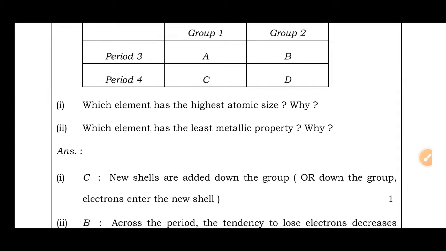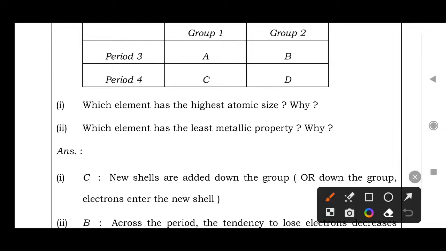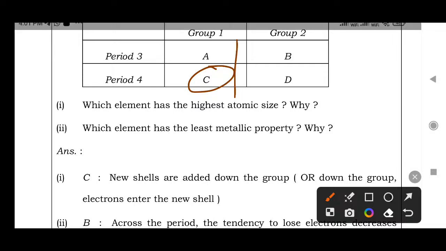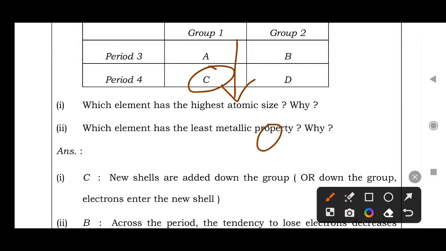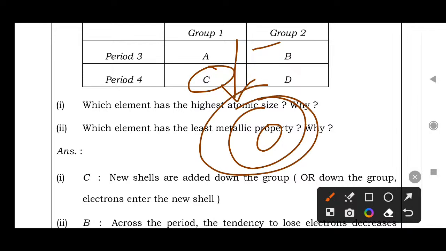Then see here, the element C has the highest atomic size. Okay, C, because new shells are added down the group. Whenever we come down the group, new shells are added. Second period means first period, second period, third period, and this is the third period, and this is the fourth period. That's why whenever we are coming down, the shells are increasing. New shells are added down the group.